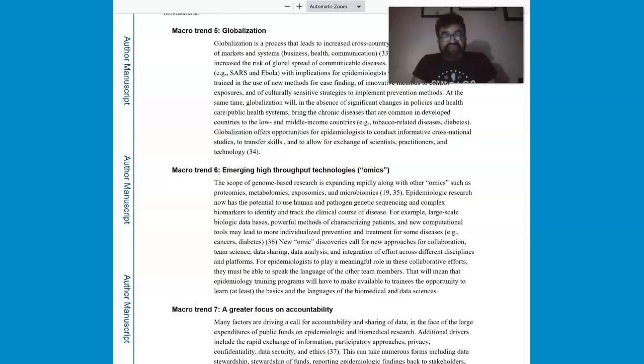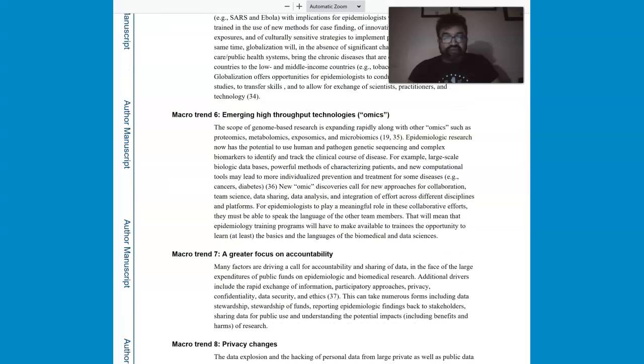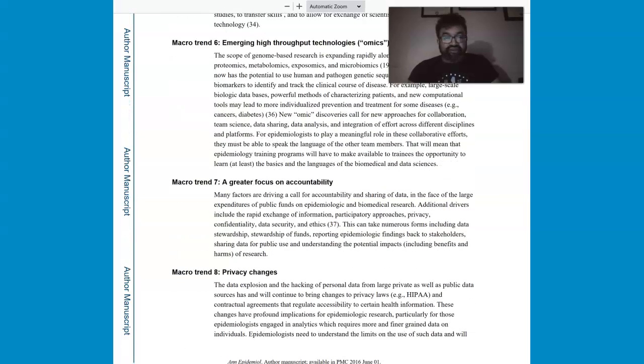So this is a complex concept to be explaining, but the idea is that omics, the complex interaction of metabolomics, microbiomics, exposomics, these all need to be explored more strongly, and this is why this is macro trend number 6.